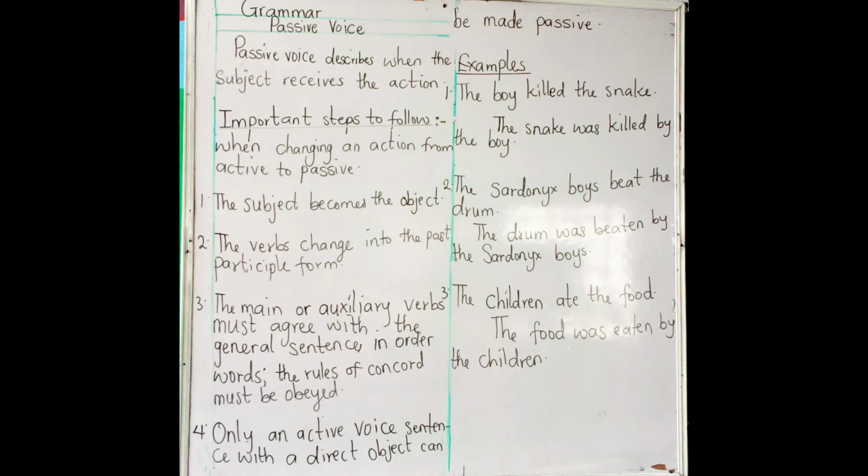And then, to go to the next one, only an active voice sentence with a direct object can be made passive. Now remember in our last class, there was something I said.